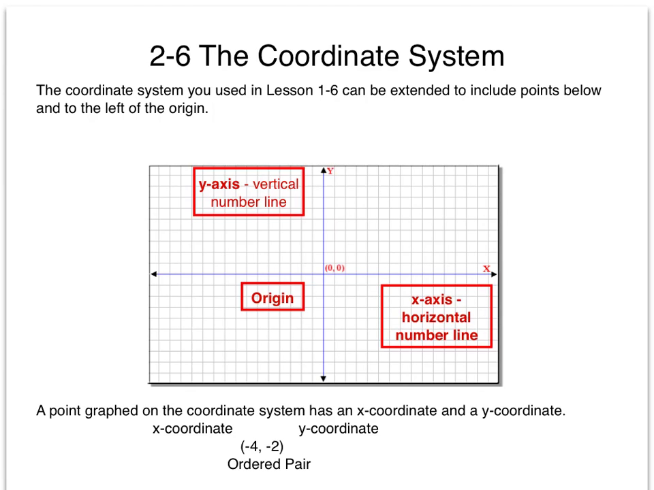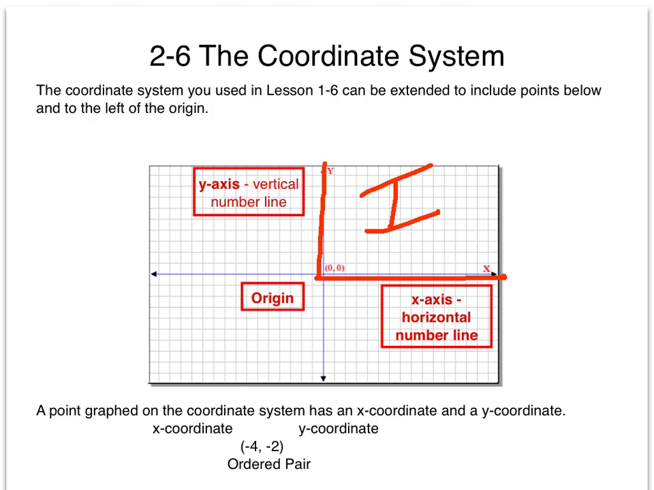Today we'll start section 2.6, the coordinate system. The coordinate system that you used in lesson 1.6 can be extended to include points below and to the left of the origin. So in 1.6 we were using points in just the first quadrant.